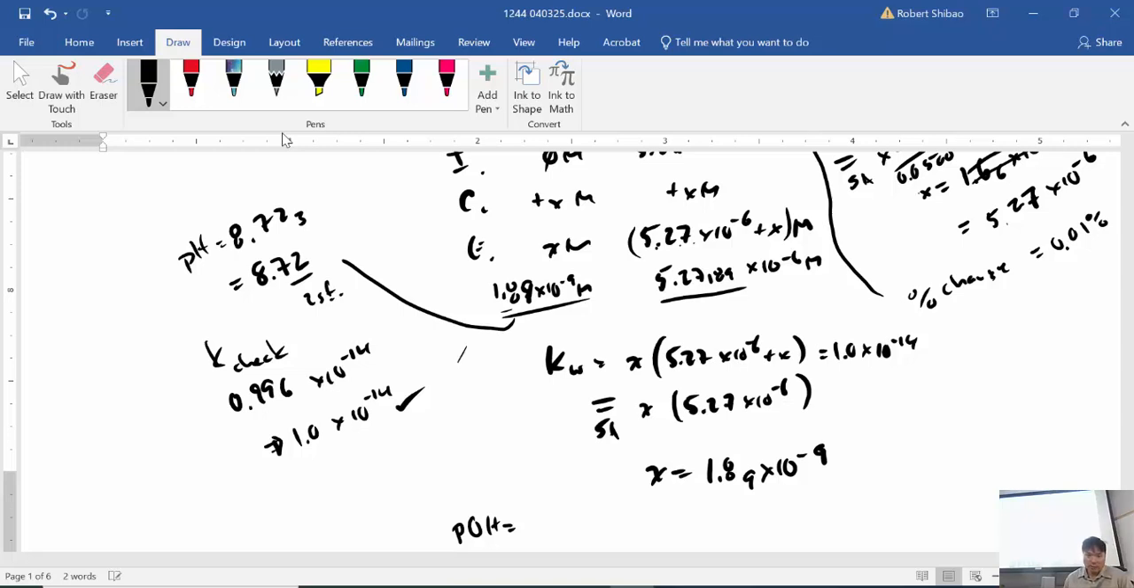That comes out to 5.277. And therefore, the pH is 14 minus that: 8.722. Those are two ways of determining the pH. We could get to the pH going from the hydronium directly, or we can solve for the pOH and then determine the pH from that.